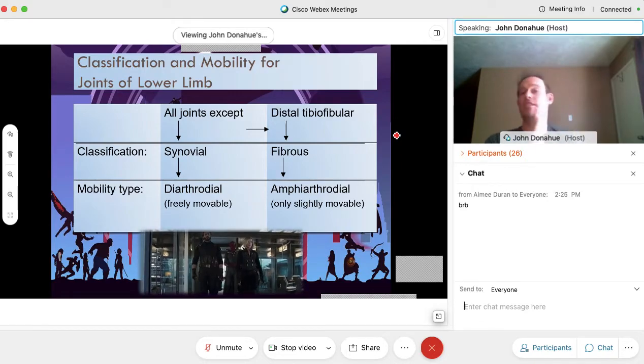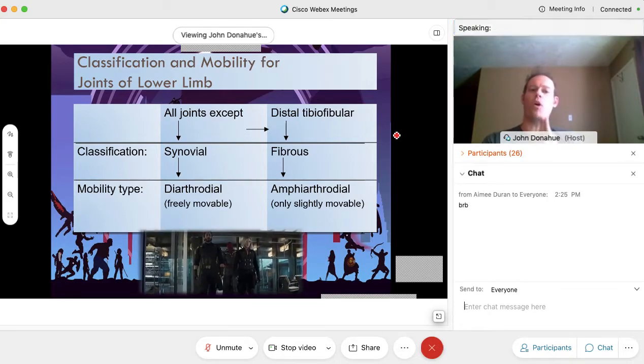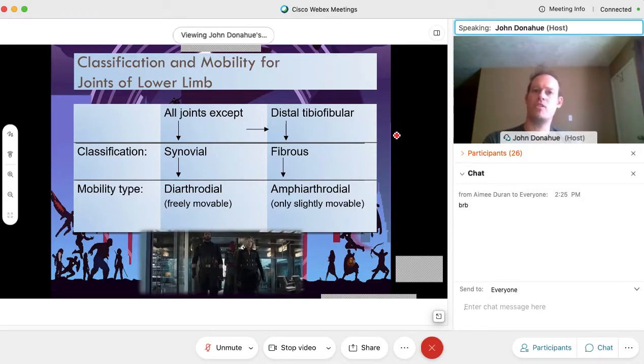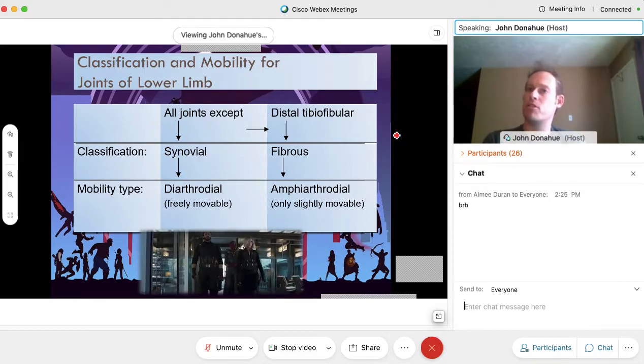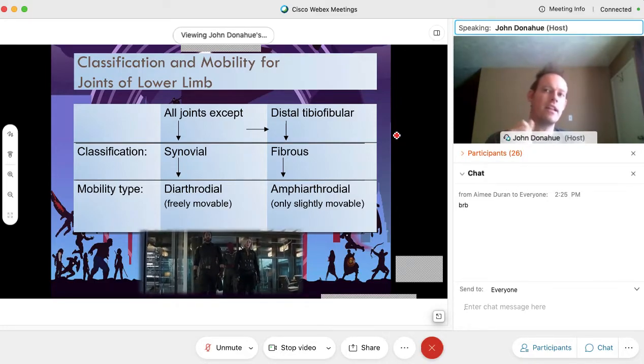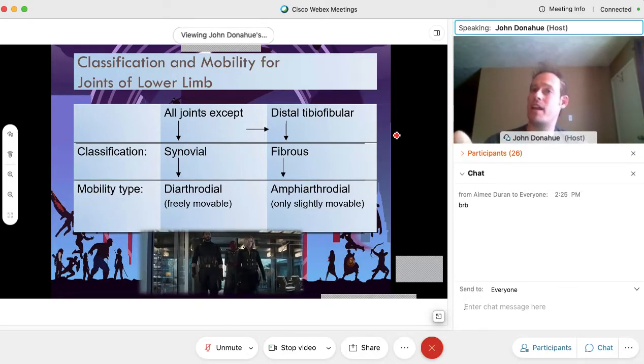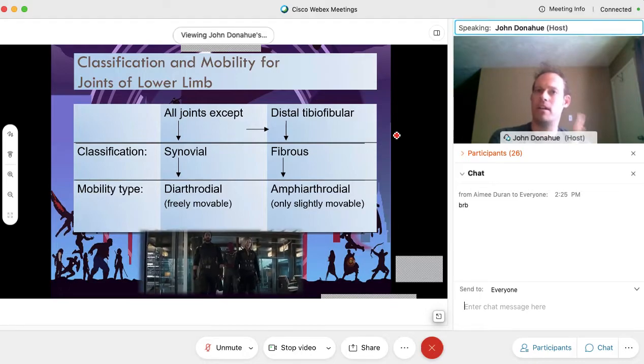Okay, guys. So when we're talking about classifying these joints in the lower limb, all of the joints in the lower limb, with the exception of one, are going to be synovial and diarthrodial. And if you remember, diarthrodial means what? Freely movable. The one joint in the lower limb that's different from the others is that distal tibiofibular joint close to the ankle. That's going to be a fibrous and amphiarthrodial joint, which means it's only slightly movable. So easiest way to remember, guys, if you know that distal tibiofibular is fibrous and amphiarthrodial, every other joint I might name in this chapter has to be synovial and diarthrodial. Easiest way to study that.